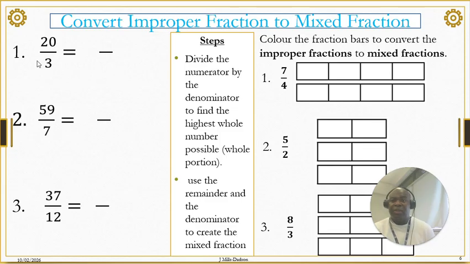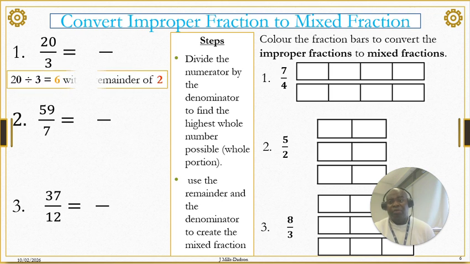So here, we divide 20 by 3, and you realize that there will be 6 wholes, leaving a remainder of 2. So the 6 becomes the whole number that we are looking for, and the remainder now becomes the new numerator over the old denominator. So the answer will be 6 whole 2 over 3. So you find the highest possible whole number you can get when you divide. That becomes the whole number, and the remainder becomes the new numerator over the old denominator.